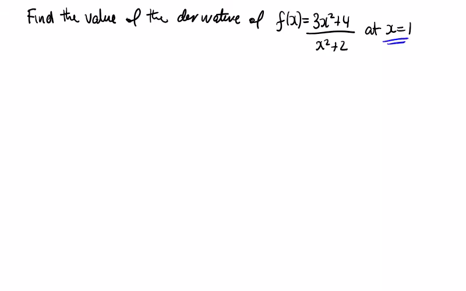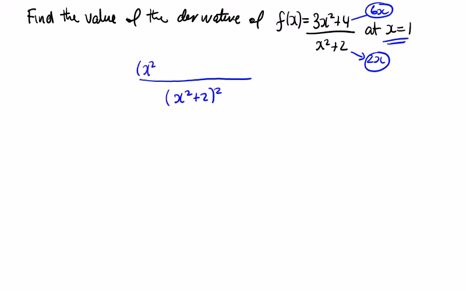So find the value of the derivative of f(x) equal to 3x plus 4 over x squared plus 2. So the top is going to give me a 6x. The bottom is going to give me a 2x. So we have the bottom squared, (x squared plus 2) squared on the bottom. And we have the bottom, x squared plus 2, by the derivative of the top, minus the top, which is 3x squared plus 4, by the derivative of the bottom, which is 2x.